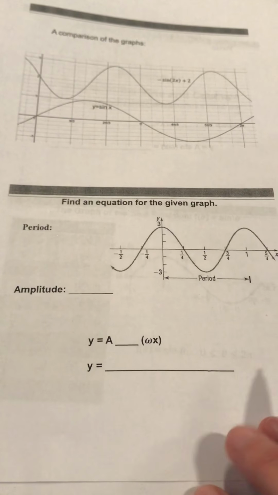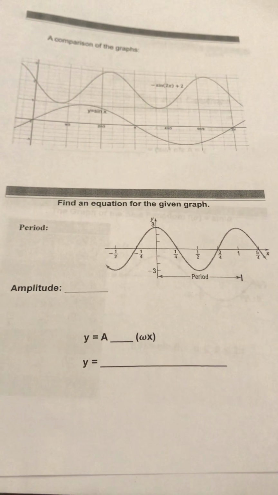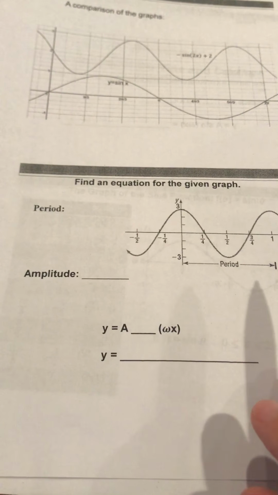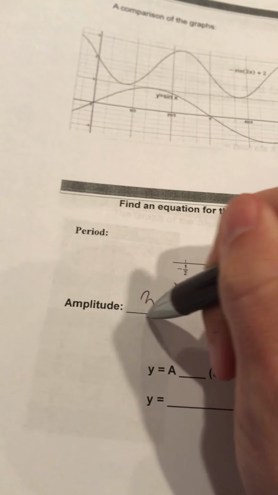All right, this last little part we're gonna do is actually going backwards. Instead of giving the equation and us graphing, we're gonna take a graph and do the equation, which is kind of cool. So amplitude, we are going down from -3 to +3. That means our amplitude is 3.